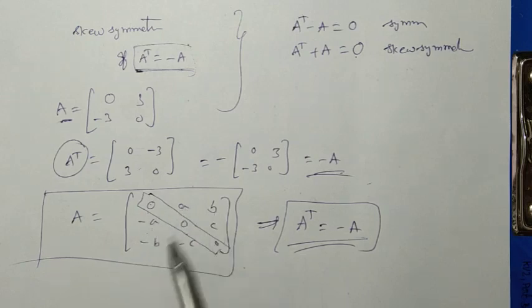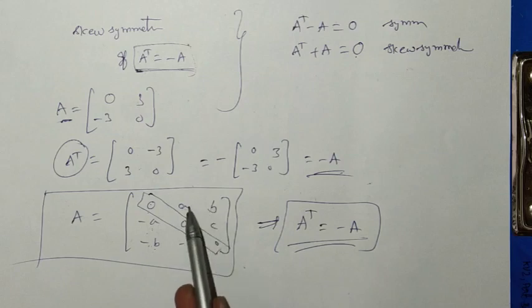A and minus A, B and minus B, C and minus C. See the positions exactly. Those will be additive inverses of each other. That means one is the negative of the other. So that is the particular property of a skew symmetric matrix.